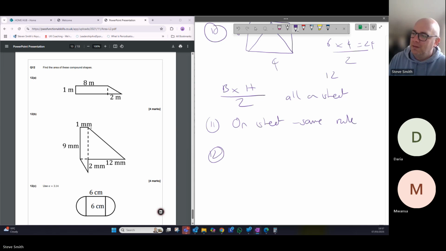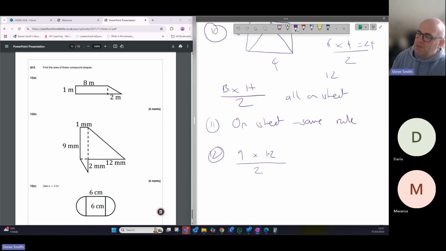12B. Okay, I've got a length there of 9. It's this one here. Look right down there. And I've got a length there of 12. So 9 times 12 for my main part divided by 2. So 9 times 10 is 90. 9 times 2 is 18. So that's 108 divided by 2 is 54. So I know my main part here is 54.